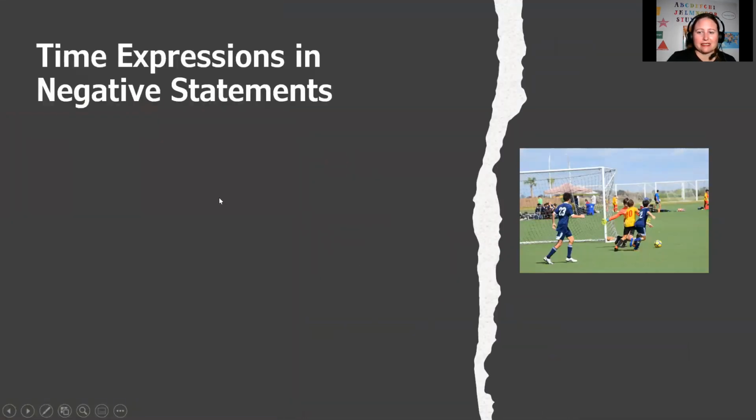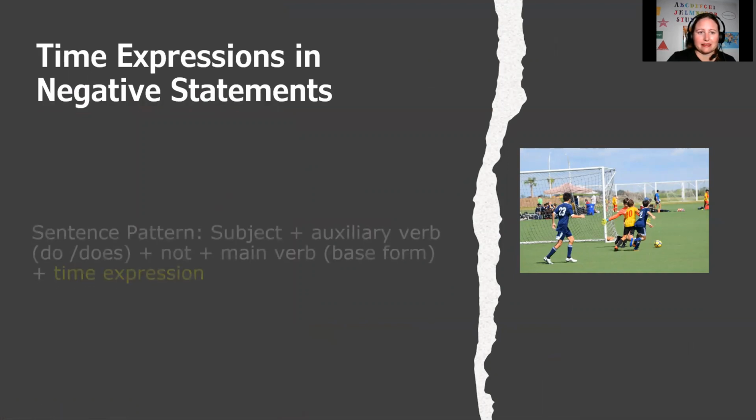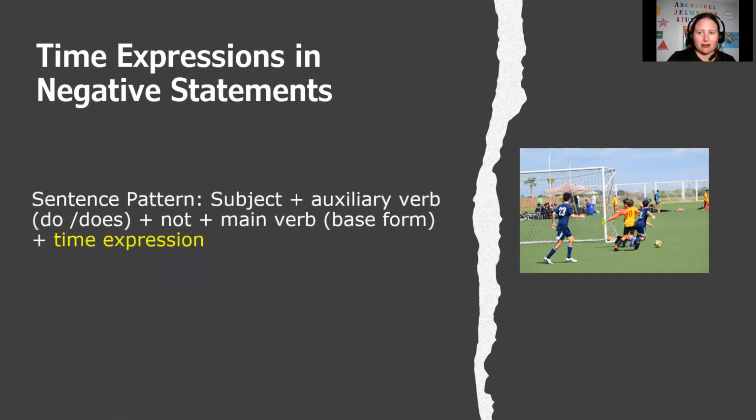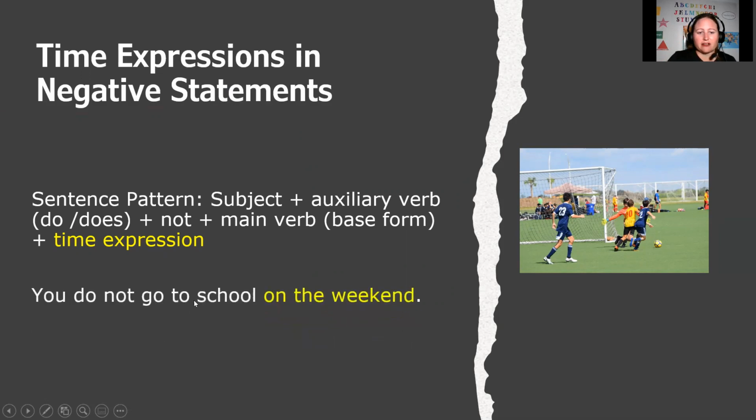Time expressions in negative statements. The sentence pattern for time expressions is subject first, then the auxiliary verb, do or does, plus not, plus the main verb, and the time expression at the end of the sentence. You do not go to school on the weekend. My son does not play soccer on Tuesdays.